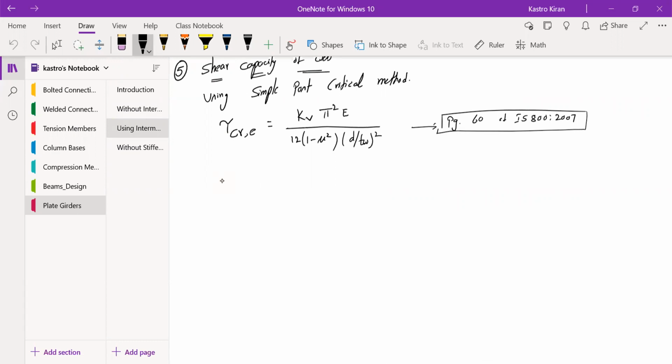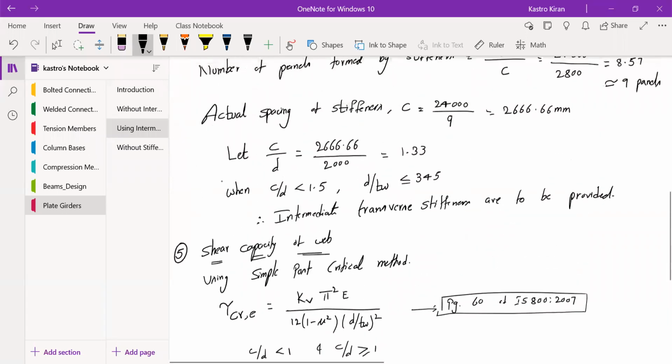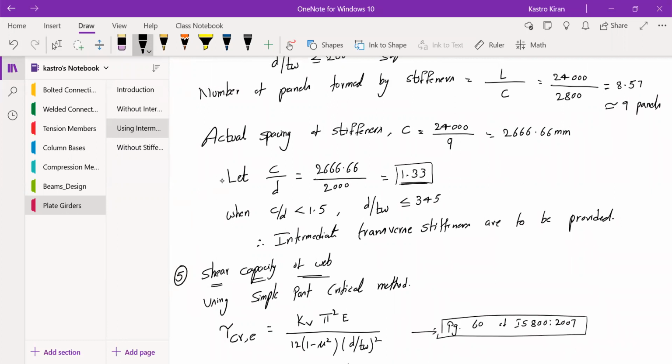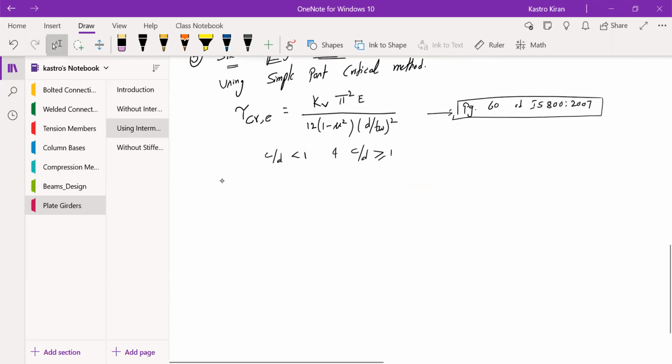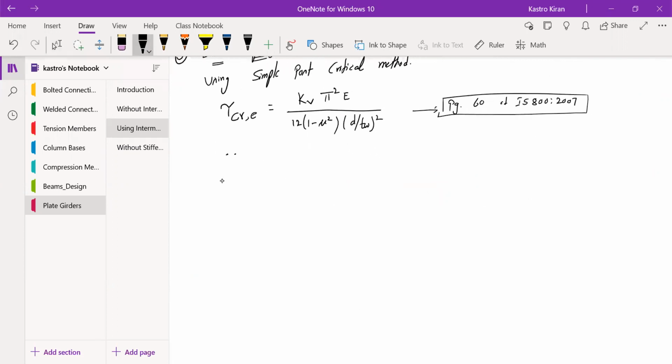So you have two conditions: when C by D is less than 1, and when C by D is greater than or equal to 1. Which one do we use? In our case, the value of C by D is 1.33. Since C by D is greater than 1, kV equals 5.35 plus 4 divided by C by D whole square. This is the formula when the ratio of C by D is greater than or equal to 1.